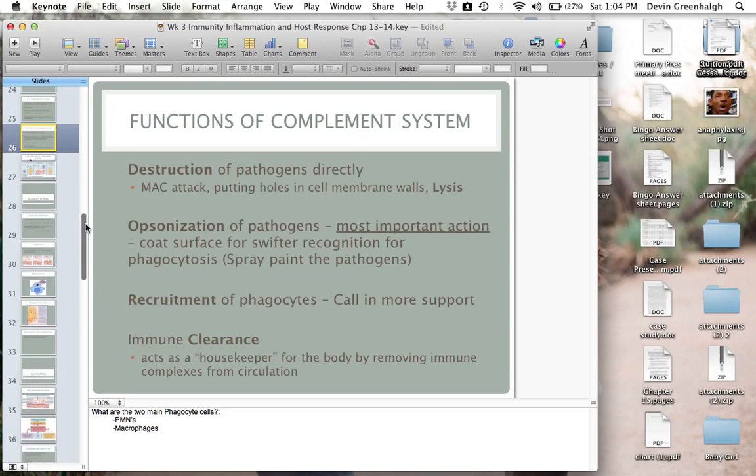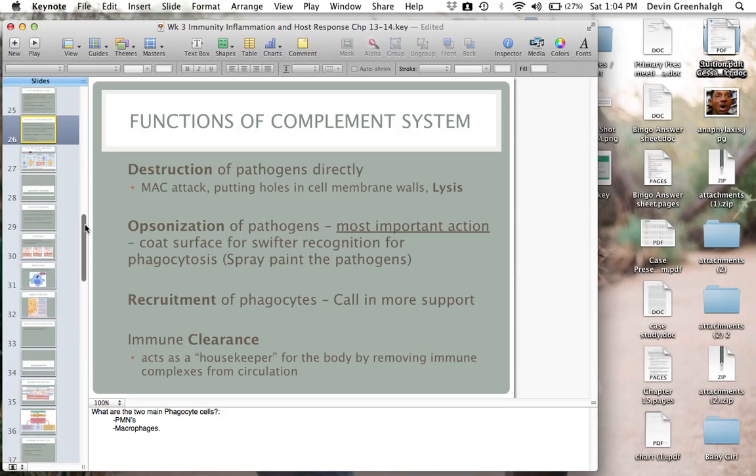So what are the functions of the complement system? Well, we want to destroy pathogens directly, also known as a MAC attack, putting holes in the cell membrane, lysis. It uses opsonization of pathogens, which is the most important action. Opsonization is where they coat the surface of the pathogen for swifter recognition. So basically, you're spray painting the pathogen so it stands out bright. That's opsonization, which again is the most important action of the complement system.